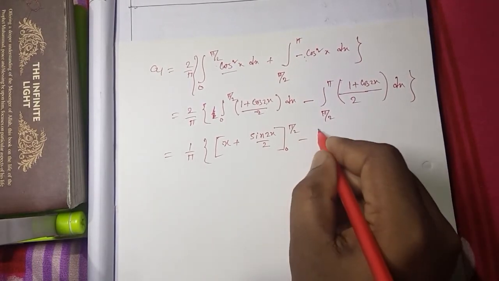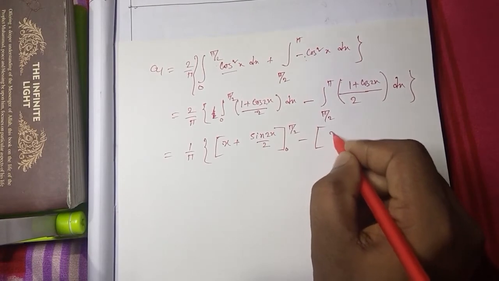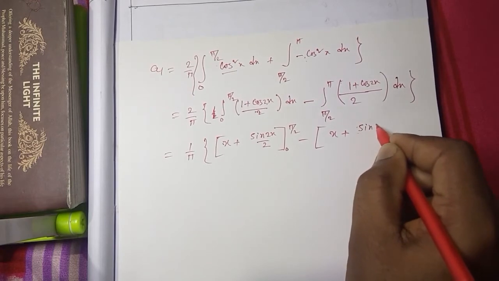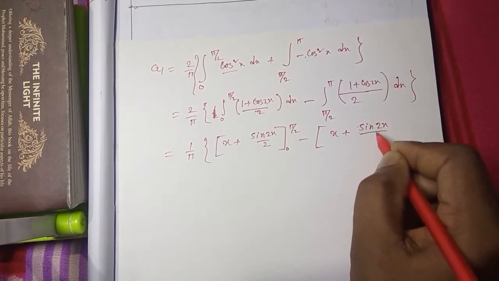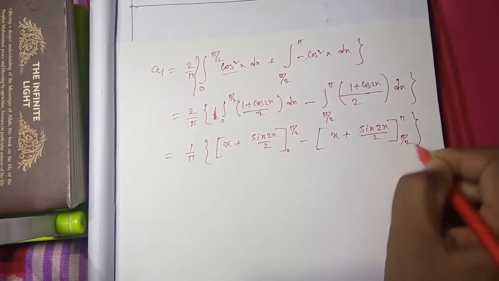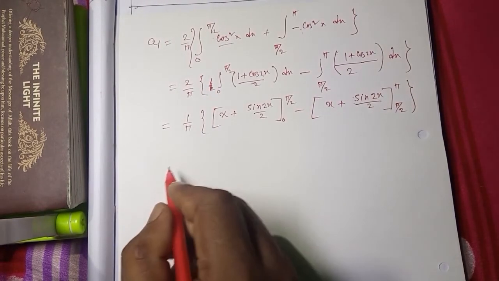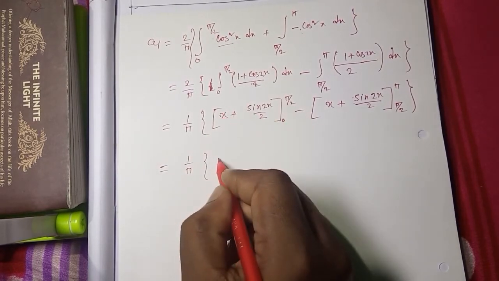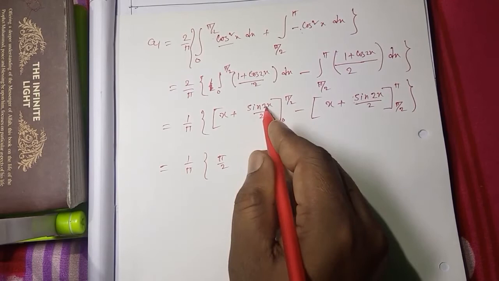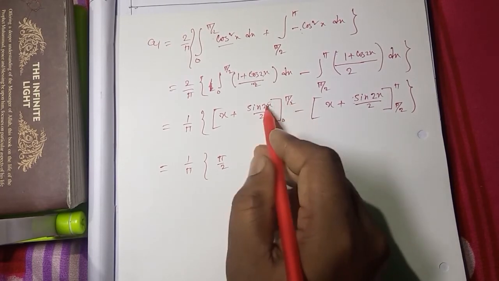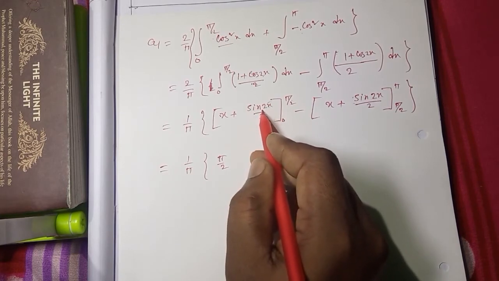minus x plus sine of 2x by 2, pi by 2 to pi. And if we put this limit here, 1 by pi, if we put pi by 2 here, upper limit pi by 2, sine pi by 2, this, if we put x equal to pi by 2, 2 into pi by 2, the sine pi, this is equal to 0.